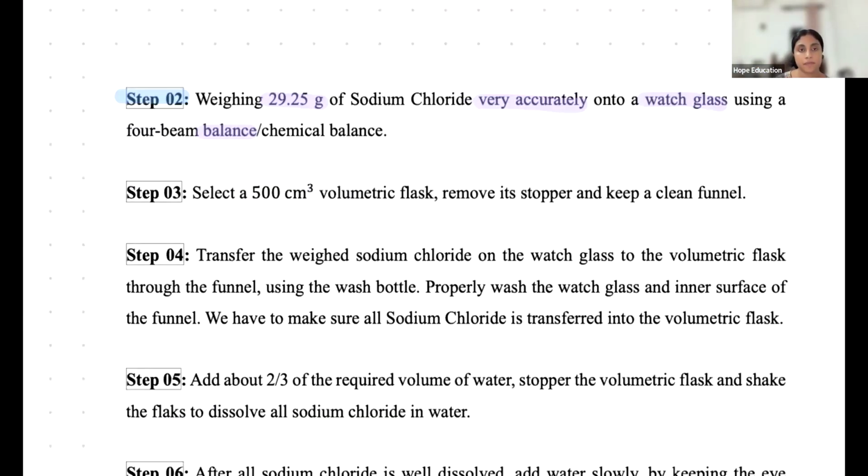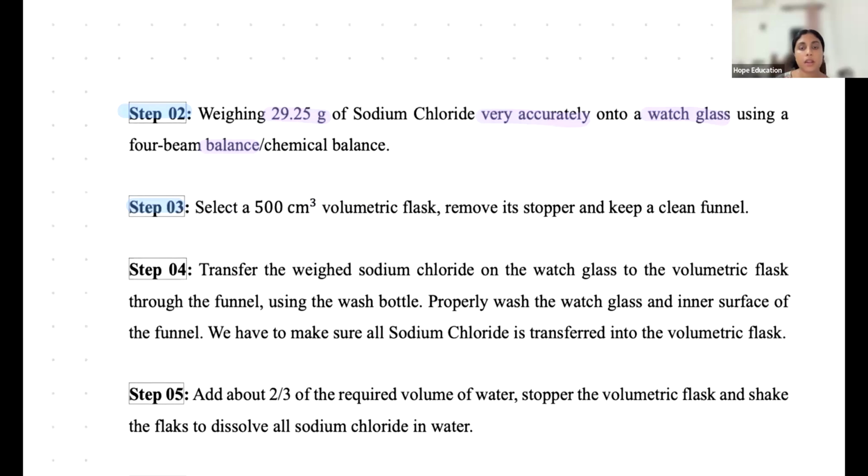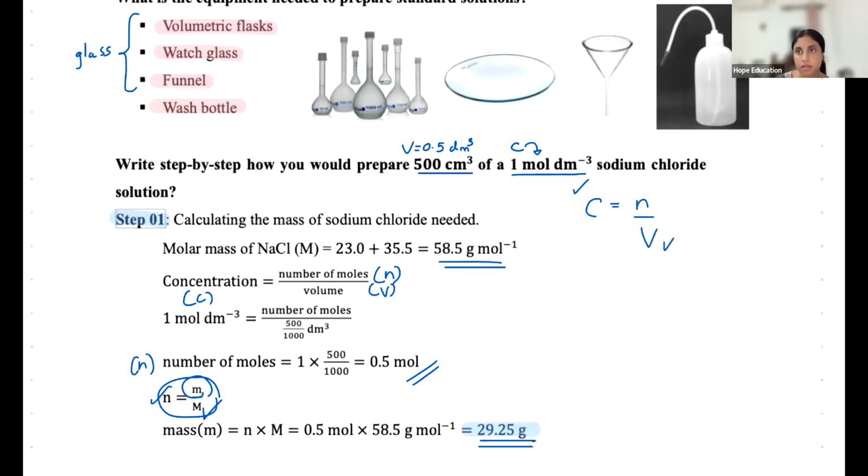Step number 3. බලන්න ළමයි මෙතන අපි prepare කරන්න ඕනේ volume එක 500 cubic centimeters නේ. The volume that they want you to prepare is 500 cubic centimeters. Then what kind of a volumetric flask should I choose? What should be the volume of the volumetric flask you choose? Yeah, 500 cubic centimeter or 500 milliliter volumetric flask. දීලා තියෙන volume එකට අදාළ volumetric flask එක select කරනවා. They're asking you to prepare 500 cubic centimeters.